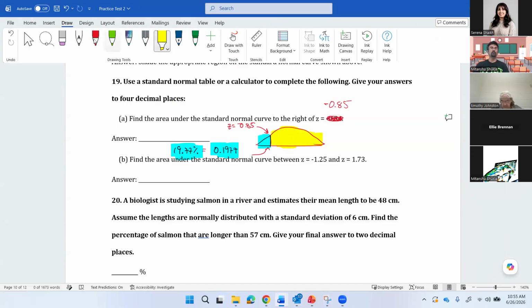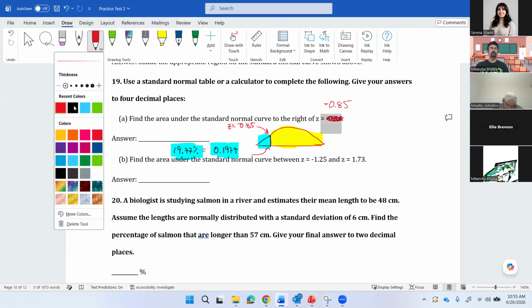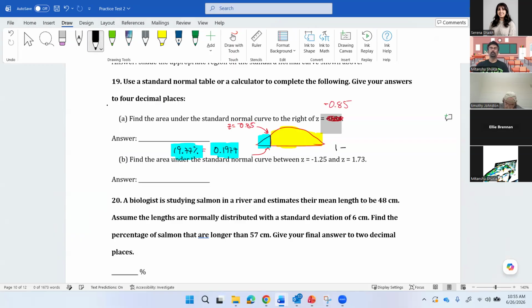So if I want to find stuff to the right of that, I need to do 1 minus my area, which is going to give me 1 minus 0.1977, which should be 80.23%.